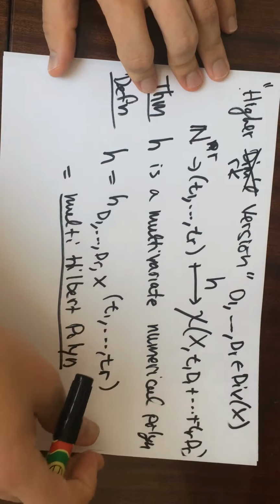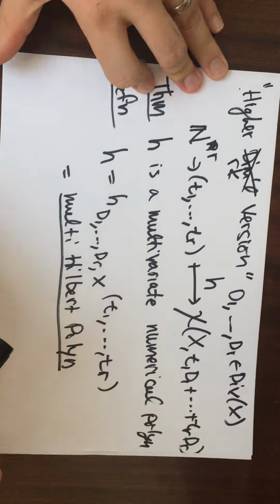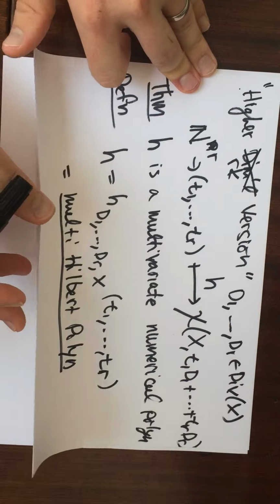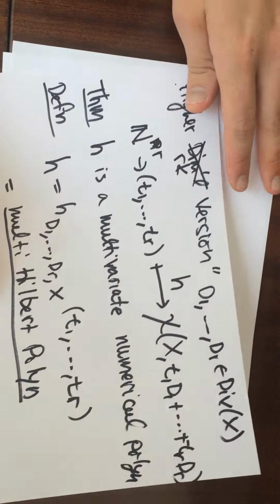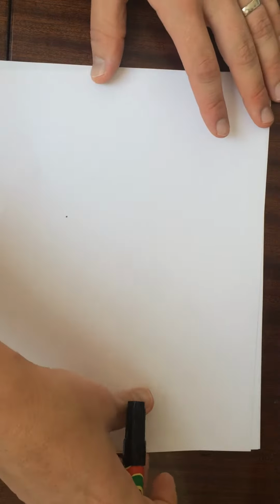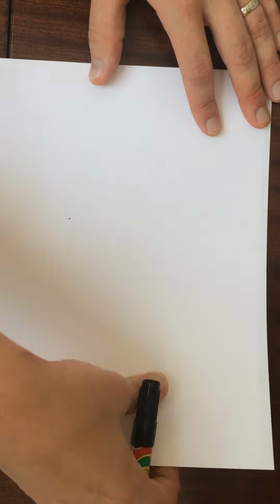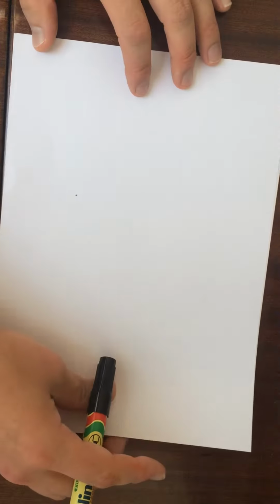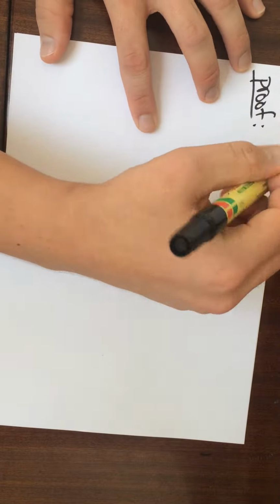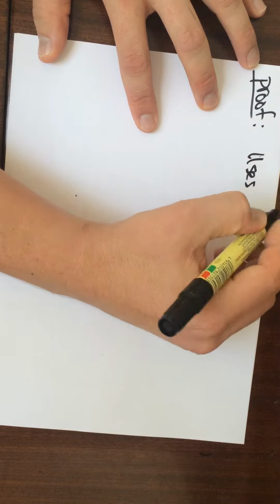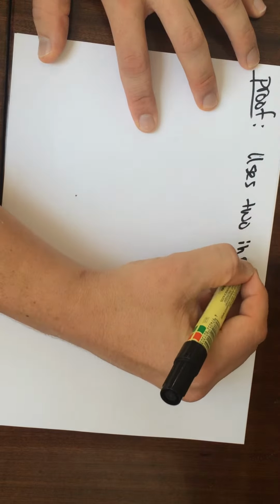Okay, so this is what I wanted to talk about. I want to talk about the proof, maybe in higher dimensions. Let's talk about the proof. The proof is inductive. The proof uses two types of induction.